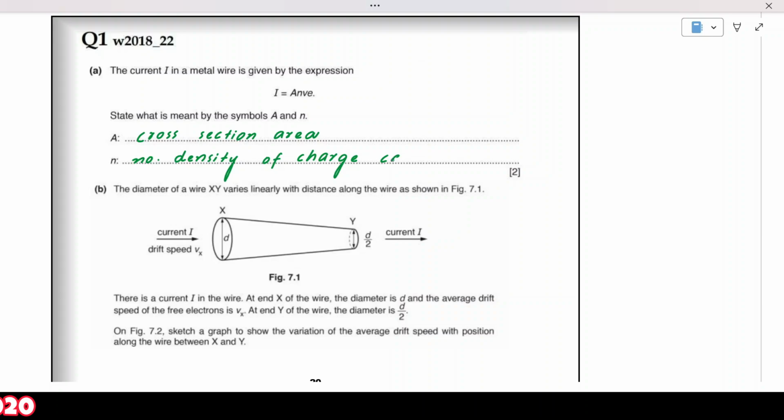Not the number of charge carriers. n represents the number density of charge carriers or the number density of electrons, because e is basically the charge on the electron.